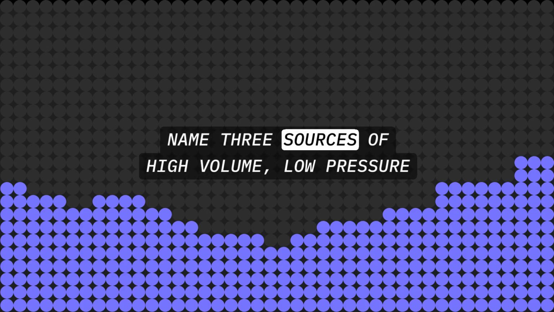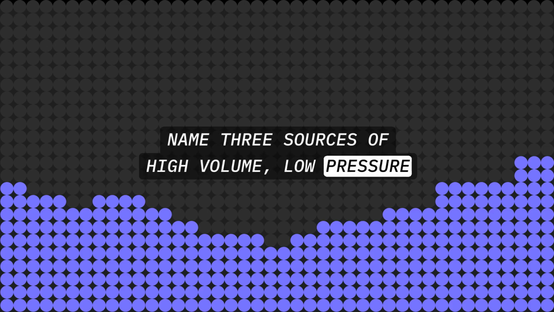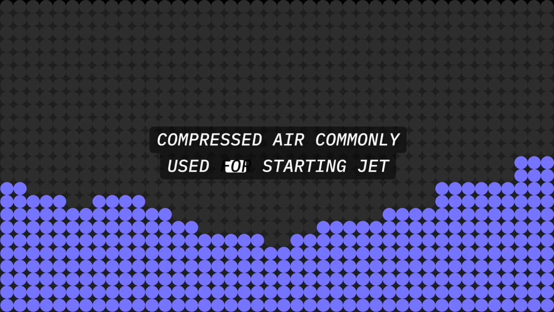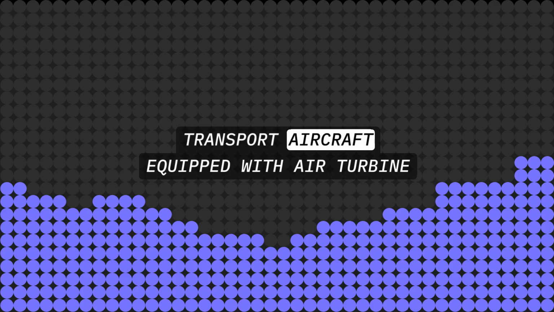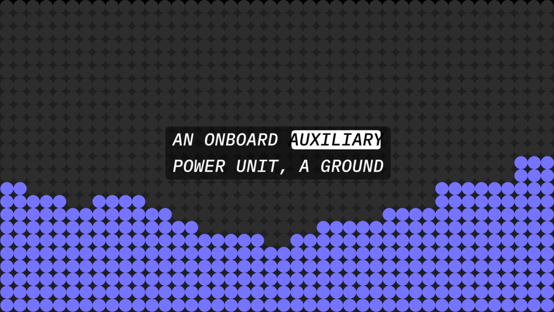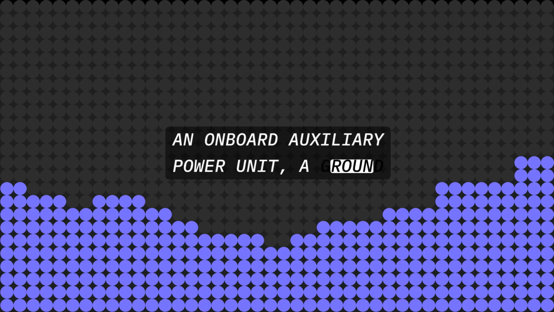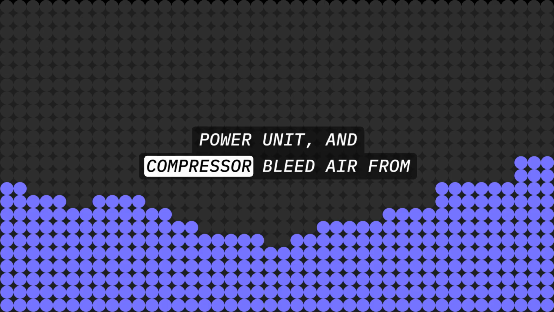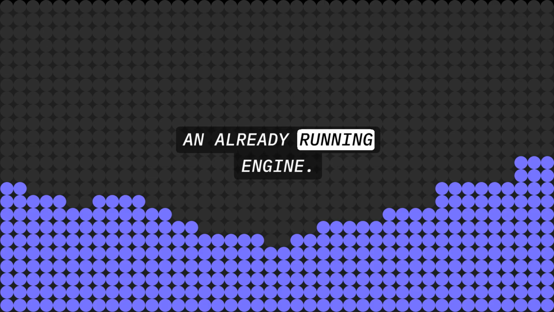Name three sources of high volume, low pressure compressed air commonly used for starting jet transport aircraft equipped with air turbine starters. An onboard auxiliary power unit, a ground power unit, and compressor bleed air from an already running engine.